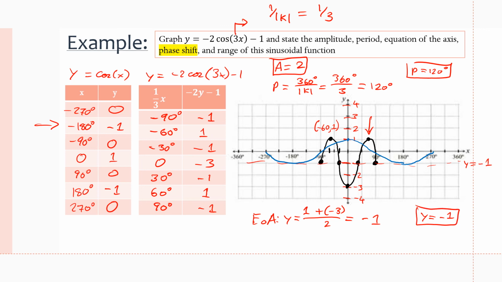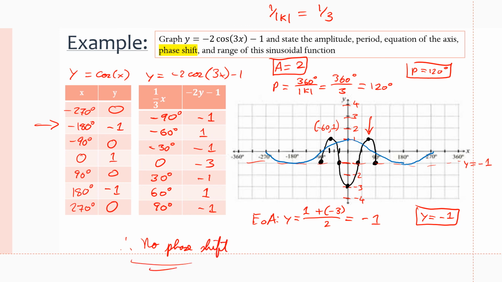Okay? And then it wants the phase shift and the range. So the phase shift is simply the horizontal shift. And in this case, we have no horizontal shift in our question, no d value. So therefore, no phase shift.